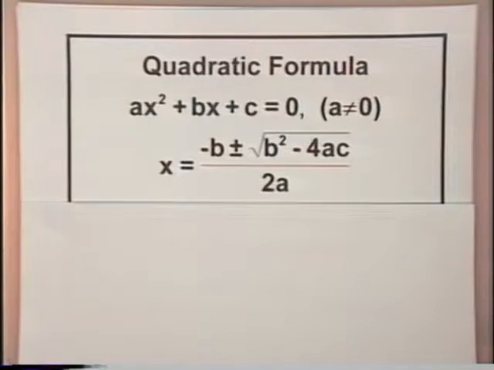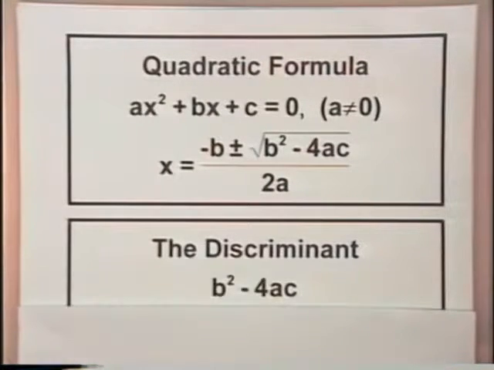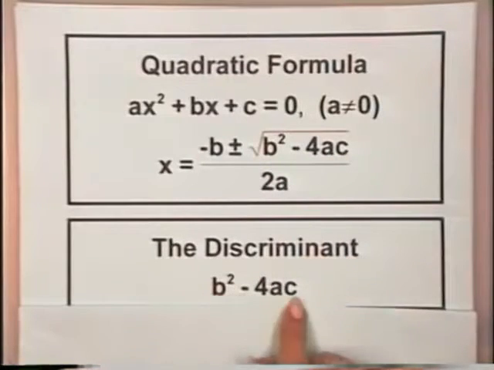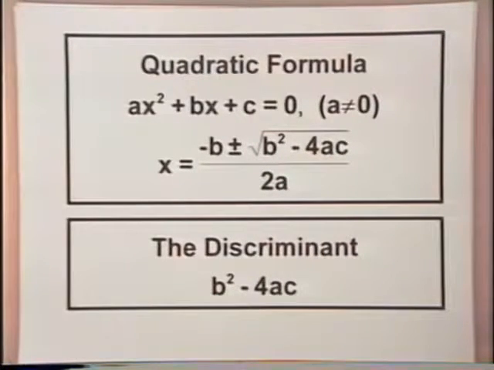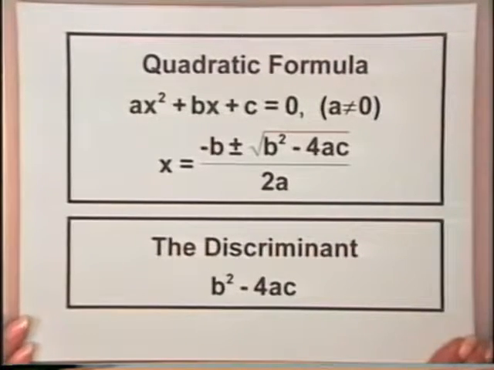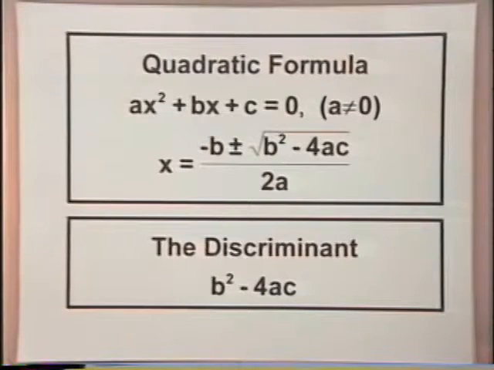Now we've learned that the discriminant is equal to b squared minus 4ac, that part under the radical. We may use the discriminant to characterize the types of solutions for a quadratic equation, but also we know that if the discriminant is a positive perfect square, then the quadratic is factorable. So if we're ever wondering whether a quadratic factors, we can figure out what its discriminant is to determine if it factors.